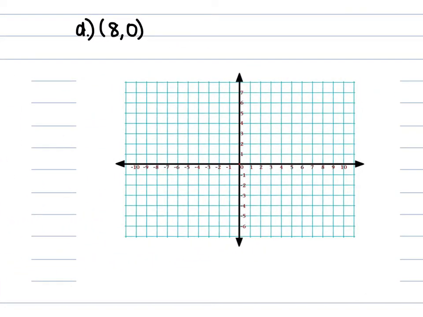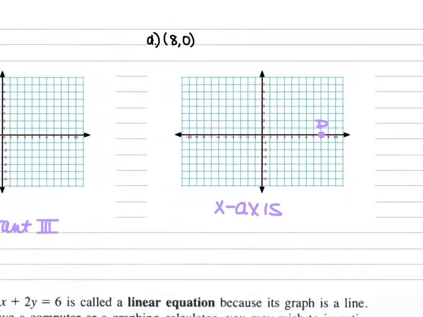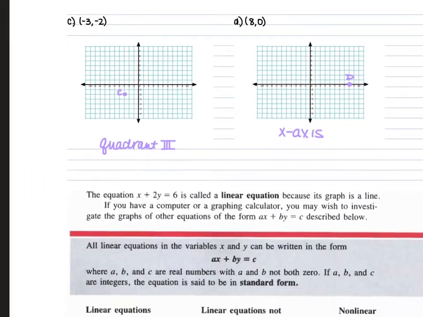And then we have 8, 0, which is on the x-axis, so it's just the x-axis. If it ever lies on one of the axes, either the x-axis or the y-axis, you just give the x-axis or the y-axis that it lies on.